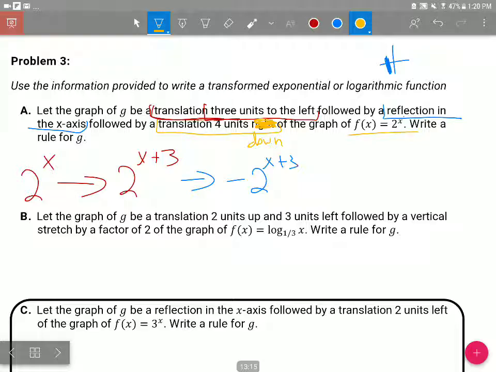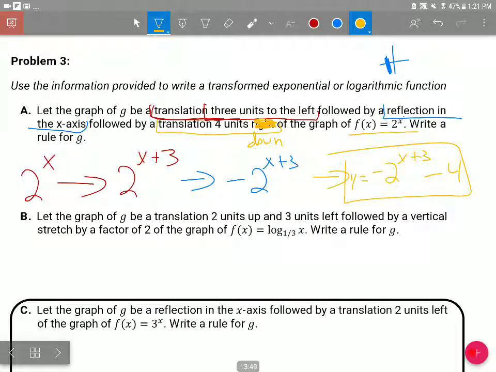All right? Then translating 4 units down. Well, translations, that's just a shift. So are we doing that inside or outside to go down? Outside. Good. So are you going to add 4 out back, or are you going to subtract 4 out back? You're going to subtract 4 to go down. So y equals all of that.